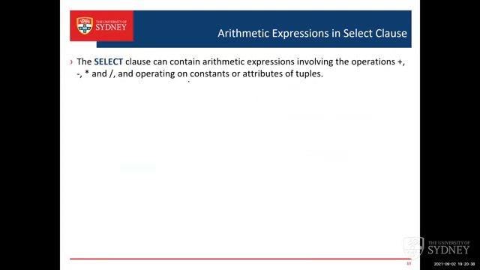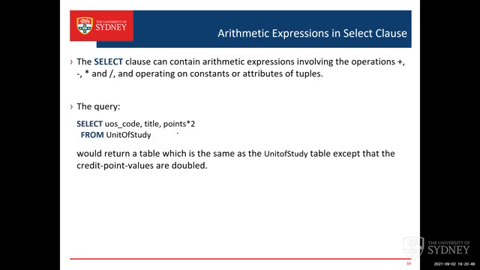Select. In the select clause, we can perform any arithmetic operation that we want. Okay, arithmetic operations, plus, minus, multiplication, division, any sort of mathematical operation you can perform if needed. Like let's say I want to increase the point for each unit by 2. Okay, so points multiplied by 2, that one is perfectly fine.